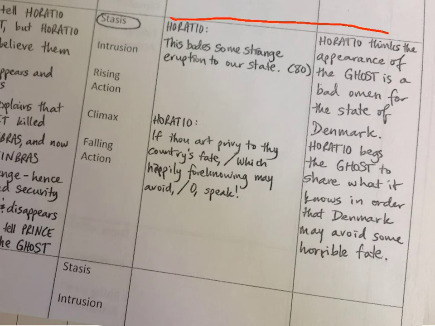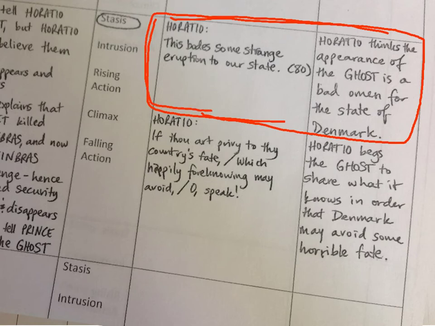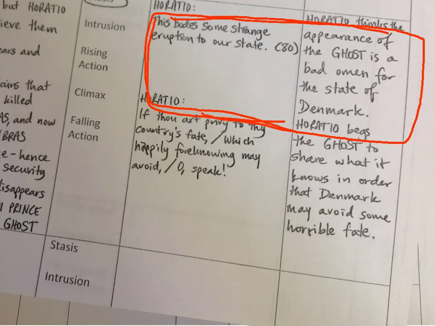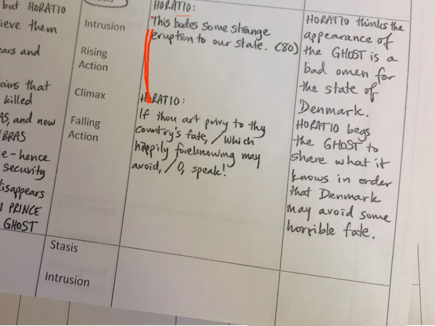So Horatio thinks that the appearance of the ghost is a bad omen for the state of Denmark. That's probably a big deal. Considering that the main character is the Prince of Denmark and that his dead father appears to be coming back as a ghost, maybe that's a big deal, right? Him saying that this is a bad sign for the state of Denmark, I'm going to go ahead and go out on a limb and say that that's a big deal. And that's why I've taken it as a major quote.